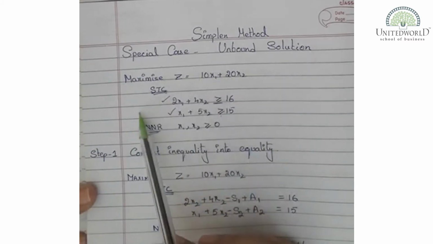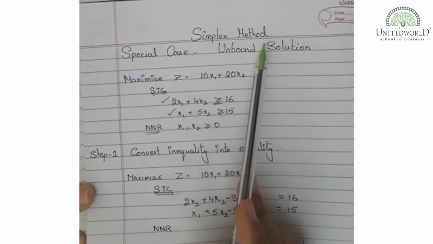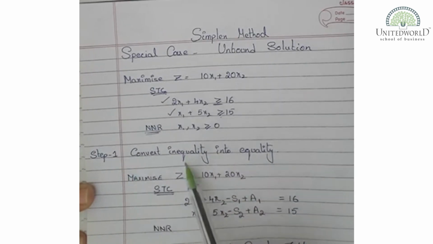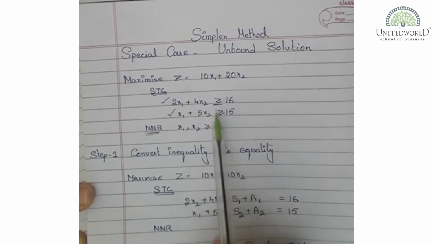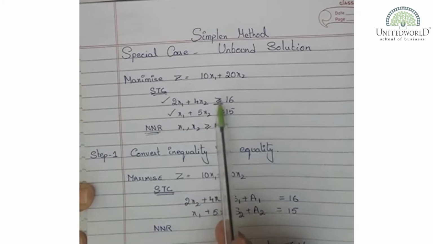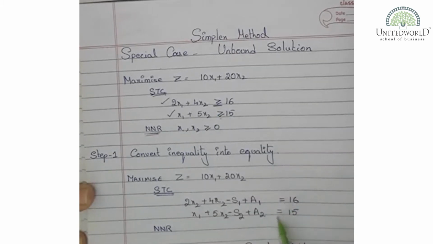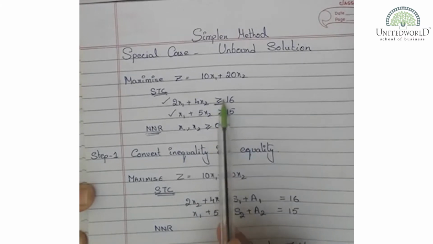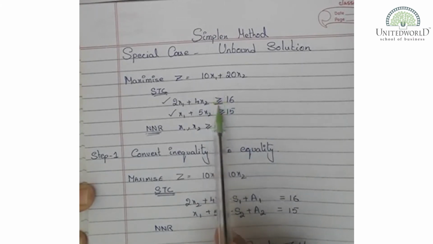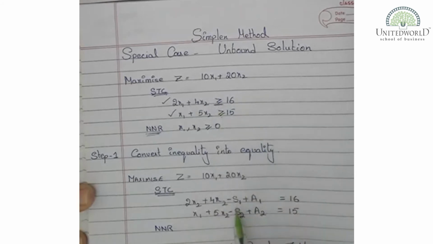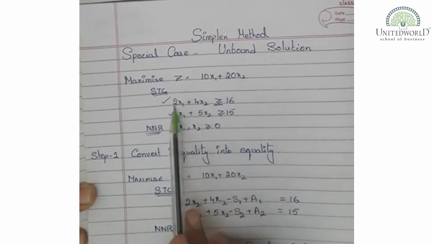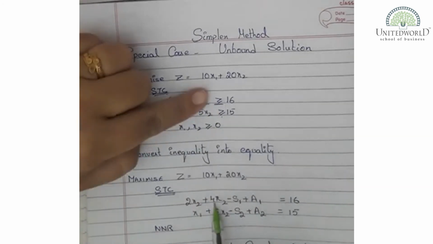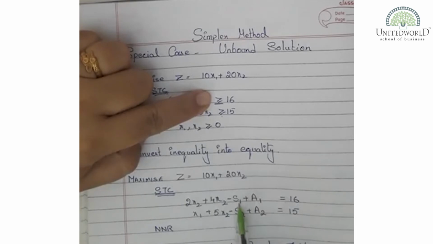Now, given this particular problem, the first step to solve any simplex method problem is to convert inequality into equality. So, the operators of the STCs over here, which are greater than or equal to, have to be converted into equalities. The rule for converting inequality into equality when your operator is greater than or equal to type is, you subtract a surplus variable and add an artificial variable. So, as the first STC 2x1 plus 4x2 was greater than or equal to type, we subtracted one surplus variable and added an artificial variable.